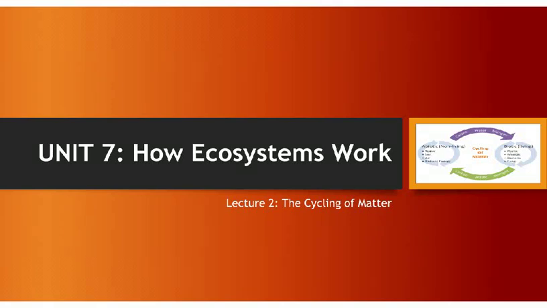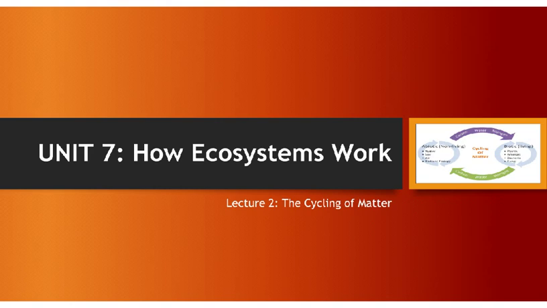Welcome back, and it's time for Unit 7, Lecture 2 on the cycling of matter. In the last unit lecture, Lecture 1, we talked about how energy flows or gets cycled throughout the ecosystem. It comes from the sun, gets turned in and stored in organic compounds by the producers, which then get eaten by consumers, which get eaten by more consumers, and eventually, after the animals die, they get decomposed by the decomposers.